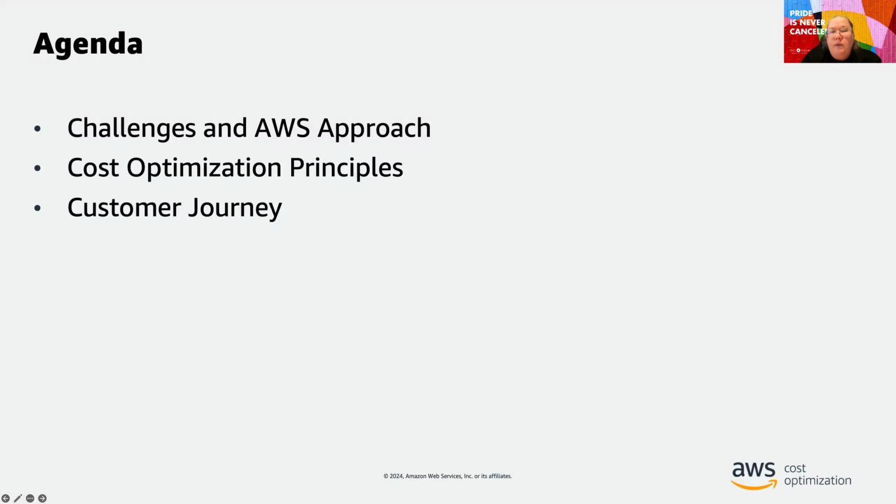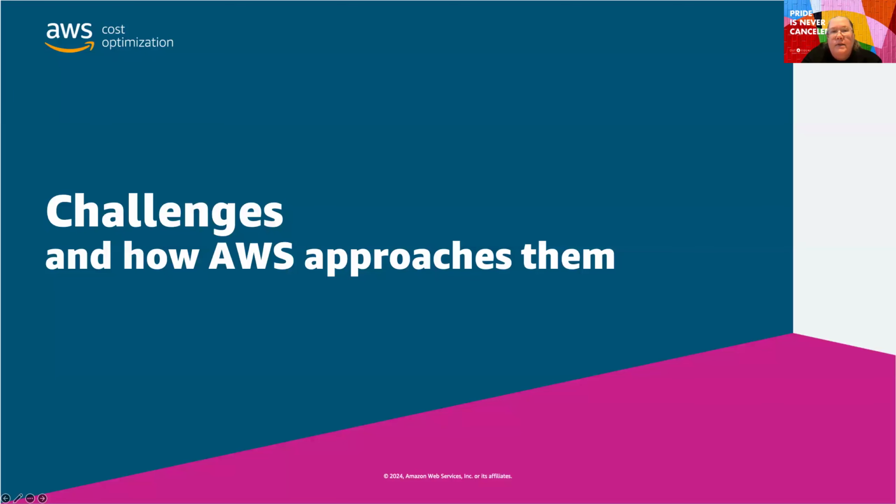Let's start with the first part of this exercise: the challenges and customer challenges. How does AWS approach cost calculation, and if you have pressure to lower the cost, how can you do that? Or how do you understand what the money is being spent on?